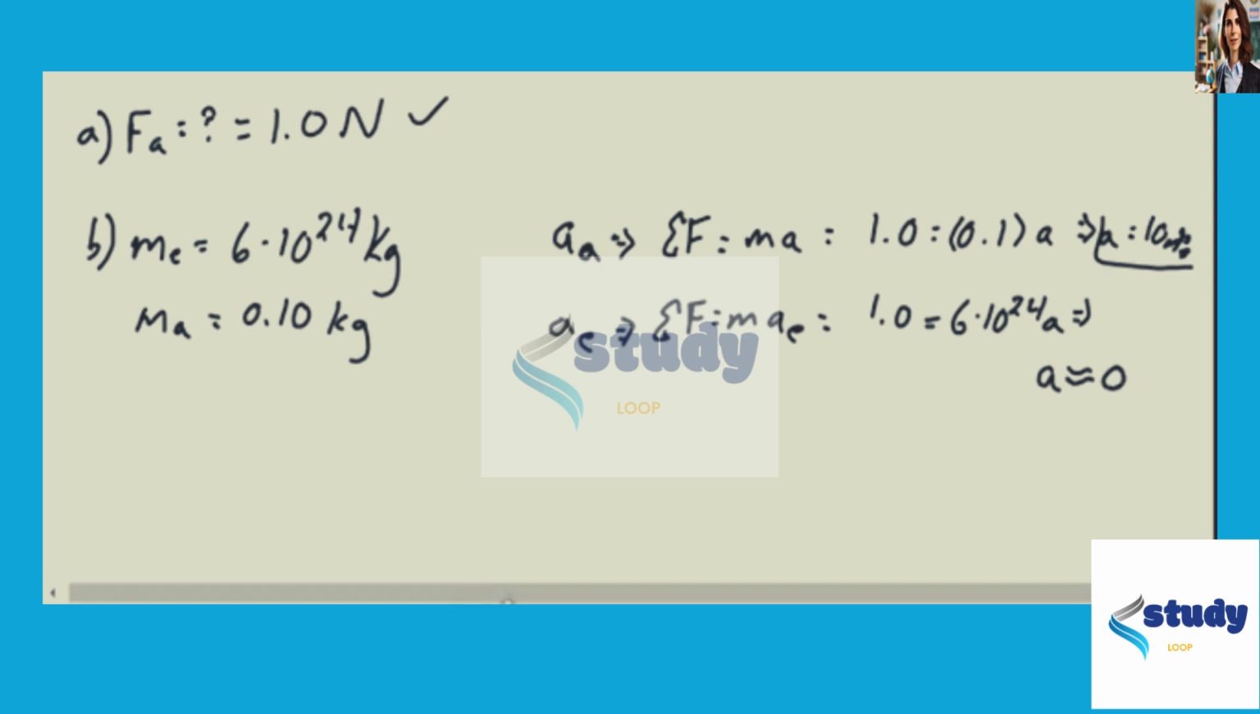And you can calculate this out if you'd like. So we'll just do 1 divided by 6 times 10 to the 24th. And making sure that you group in the times 10 to the 24th with the 6th, you see that a is equal to 1.7 times 10 to the negative 25th meters per second squared.